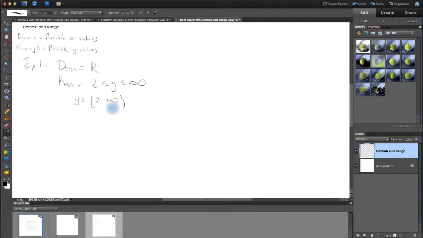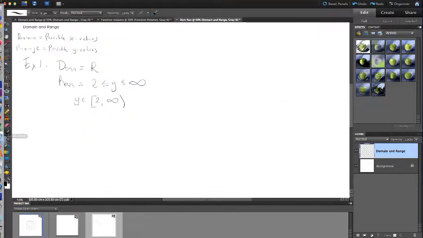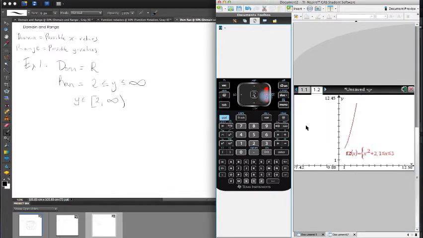Let's have a look at a second example. Okay. So second example. So here we go. I've written my equation down here, and it's the same equation, x squared plus 2. But I've also said that x has to be between 1 and 3. And you can see that that occurs with the graph. So here at 1 is where it starts, and 3 is where it ends.